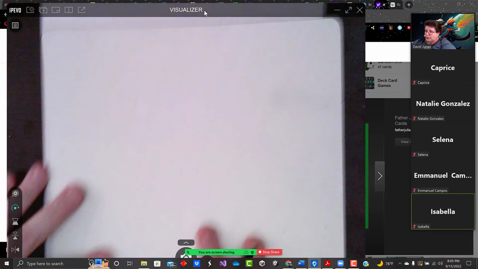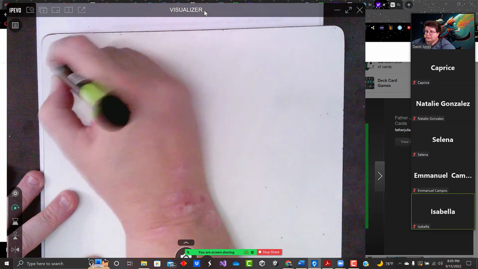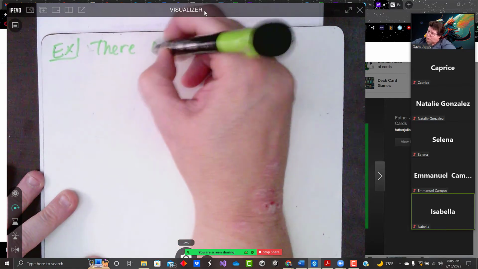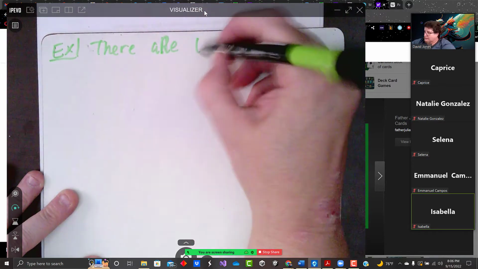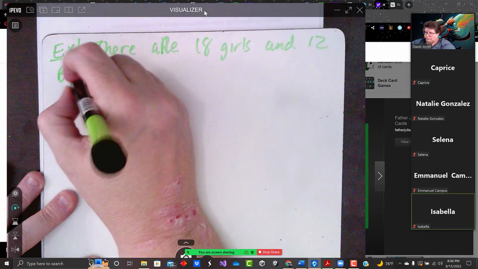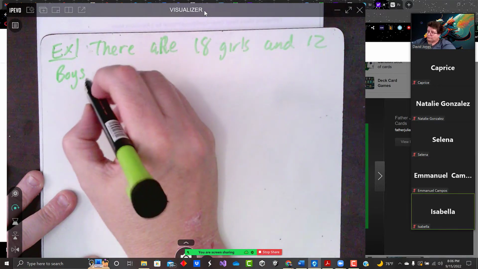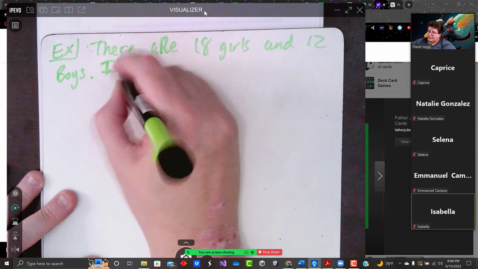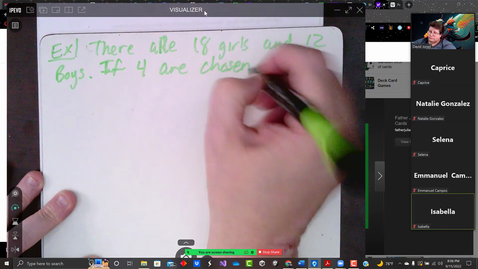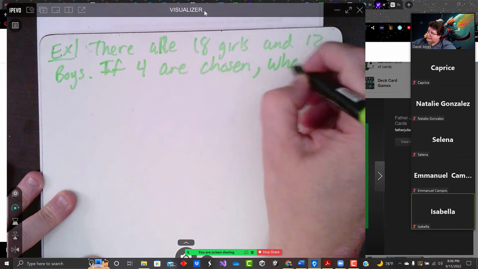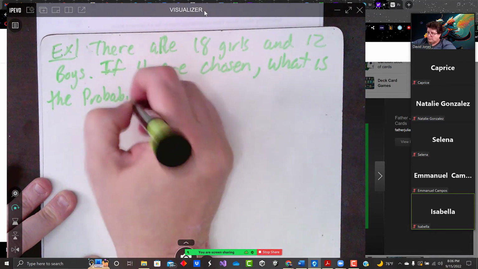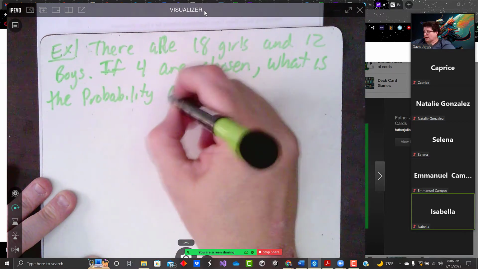So you'll get an example like this. Example. There are 18 girls and 12 boys. If 4 kids are chosen, what is the probability at least one is a girl.